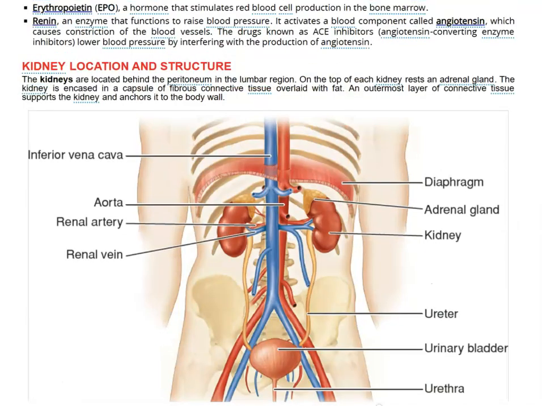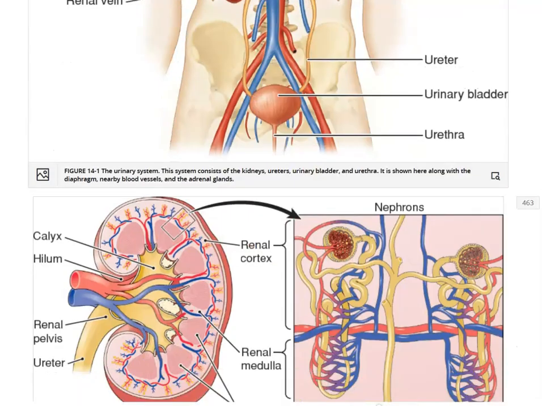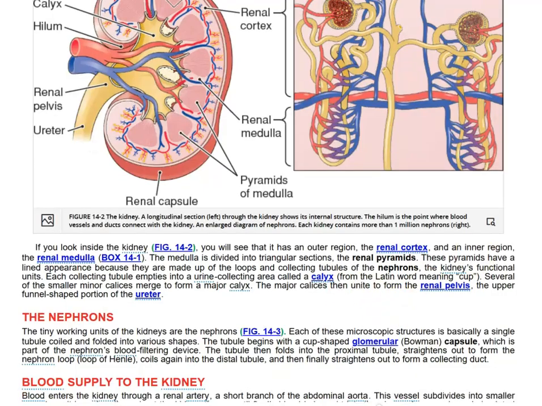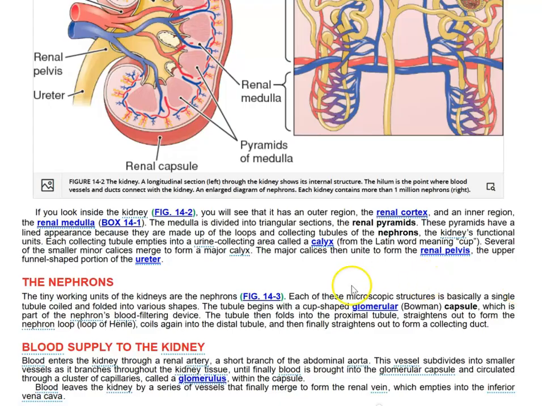The nephrons are the kidneys' functional units. They're responsible for producing urine. The tubule begins with a cup-shaped glomerular capsule, part of the nephron's blood-filtering device. And then it dumps. So there's blood supply to the kidney. Yes, absolutely.